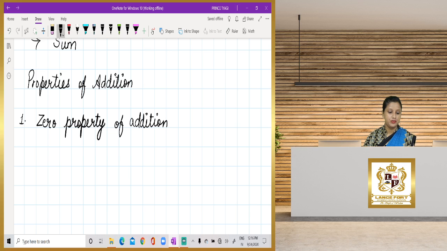Let's see how. 6 plus 0 is equal to 6. As you can see, the number is 6, and zero property says when we add 0 to any number or 0 is added to any number, the number itself is the answer. Let us take another example. 12 plus 0. The answer is 12. The number itself is the answer. So zero property of addition says when we add any number to 0 or 0 is added to any number, we'll get the number itself as our answer.